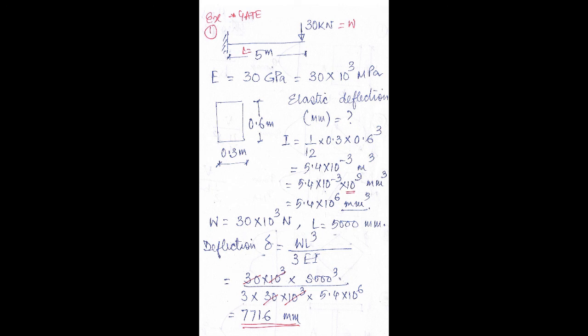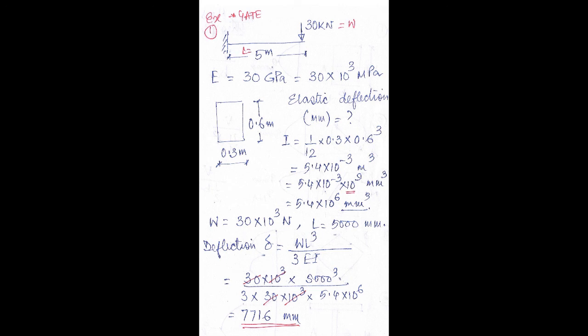Please be cautious at this point because the unit is in meter cube, that you have to convert into millimeter cube. So 5.4 into 10 raised to minus 3 multiplied by 10 raised to 9 millimeter cube, because 1 meter equals 10 cube millimeter. So 1 meter cube equals 10 cube cubed, that is 10 to the power 9 millimeter cube. So this comes out to be finally 5.4 into 10 raised to 6 millimeter cube. So we have found out the moment of inertia.